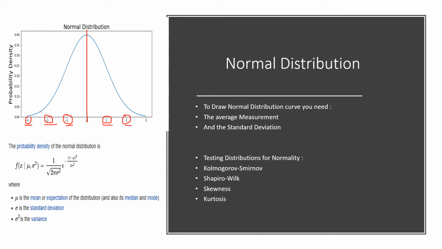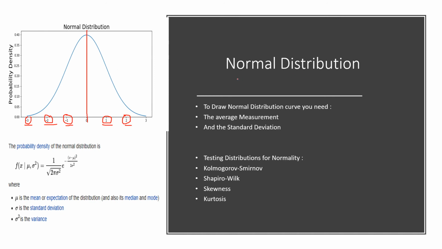The normal distribution curve is also known as the bell-shaped curve because it looks like a bell. It is also known as the Gaussian distribution. The function to draw this normal distribution is f(x) equals 1 upon the square root of 2 pi sigma square, times e to the power minus (x minus mu) squared divided by 2 sigma square, where sigma square is the variance, mu is the mean, and sigma is the standard deviation.